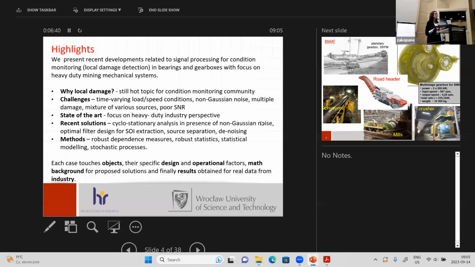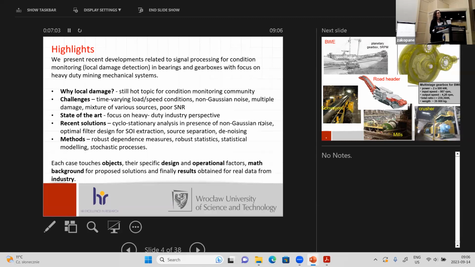Of course, in the problem that we consider, there are a few challenges. The first one is time-varying load and speed conditions, meaning that the signal that we analyze is not stationary. As I said, the main point is the non-Gaussian background noise. Engineers are also interested in the identification of multiple damages. So this is also very challenging for us.